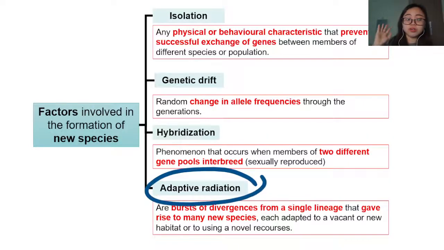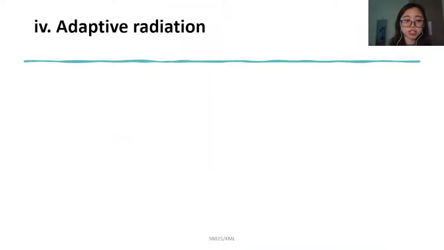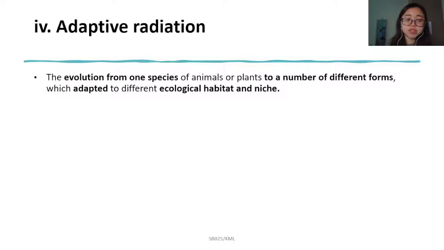All right, we're going into the final factor involved in the formation of a new species, which is adaptive radiation. In adaptive radiation, it is when you have the evolution from one species of animals or plants to a number of different forms, which are then adapted to different ecological habitats and niches. You start with one species, and then from that one species, it becomes many different species with many different shapes. And those many different shapes will go to different places or eat different foods or do different things.